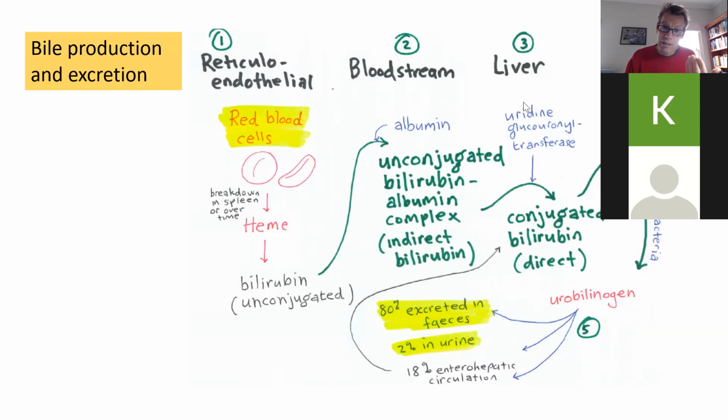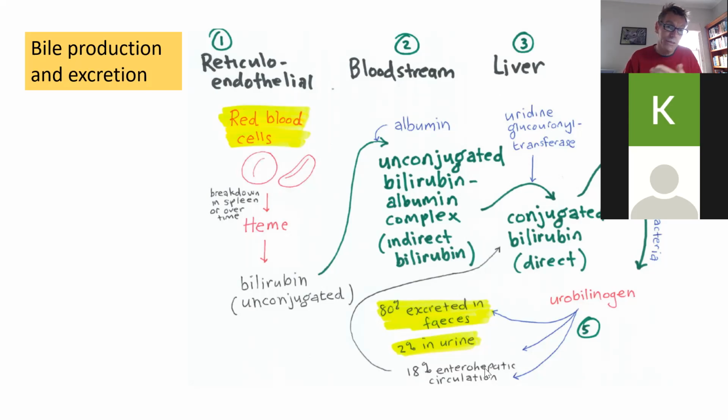And then within the liver, the bilirubin is conjugated by an enzyme called uridine glucuronosyl transferase, and that leads to the conjugated bilirubin or direct bilirubin being excreted in the bile. And that then often gets taken up, or broken down, by gut bacteria and then converted into urobilinogen, most of which is excreted in the feces, and some of it is excreted in the urine. And then some of it also gets absorbed back from the gastrointestinal tract into the portal vein and then back into the liver.